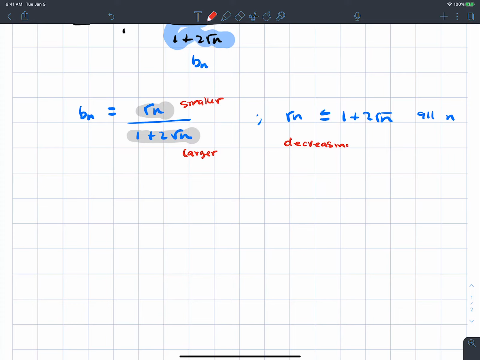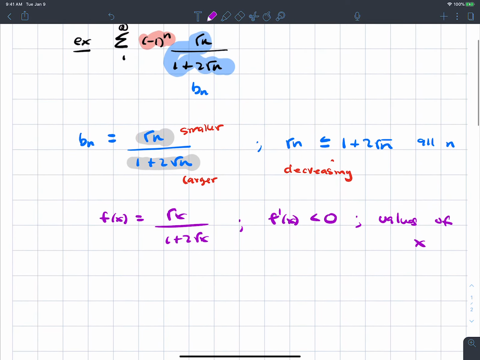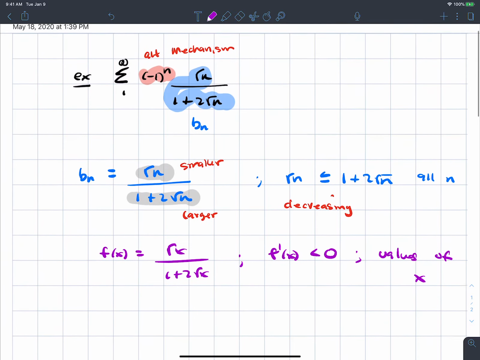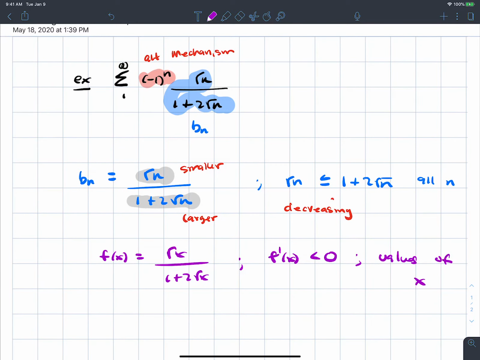This is decreasing. So this is one way we can consider that it's decreasing. Another way we can consider this is to look at this as a function and say, okay, I have the square root of x over 1 plus 2 square root of x, and use calculus to show that the derivative is less than 0 for values of x. And so that's one way we can look at this situation, but I choose to see it the way I originally described it to you, that the numerator is smaller than the denominator, and that ratio, because of that, is a decreasing sort of situation.